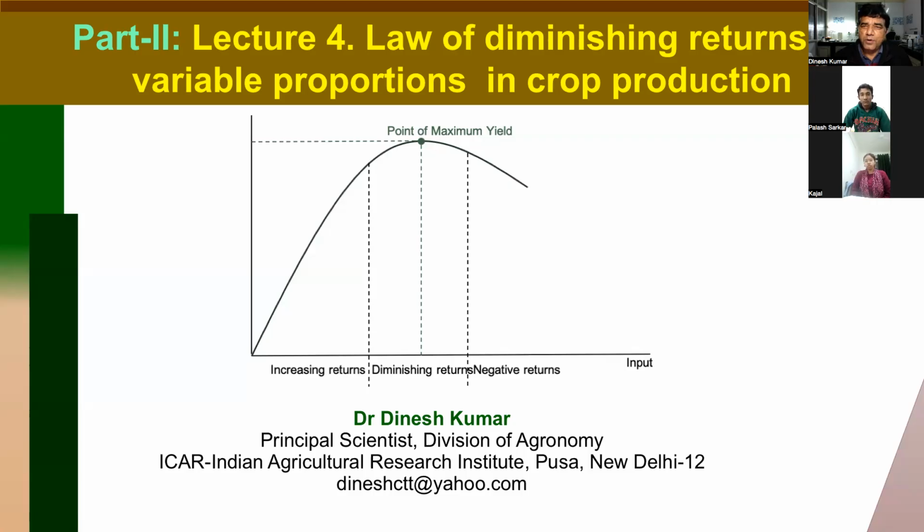So now we are going to continue the lecture. In the last lecture on law of diminishing return, I gave you some terminology or glossary related to law of diminishing return. Now let us see in detail the law of diminishing return or law of variable proportion in crop production.